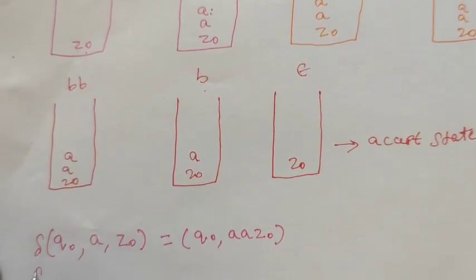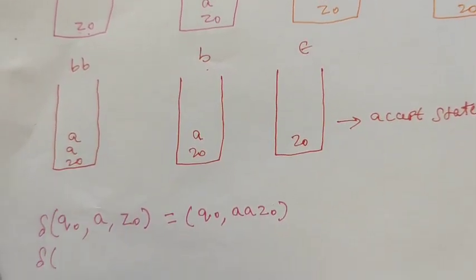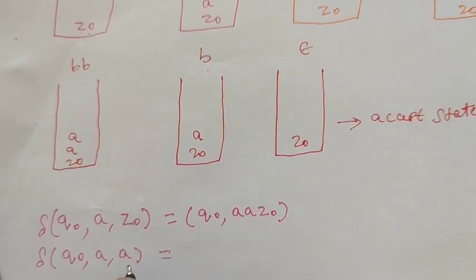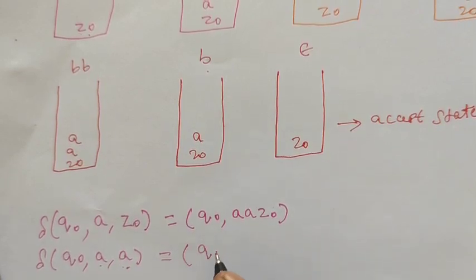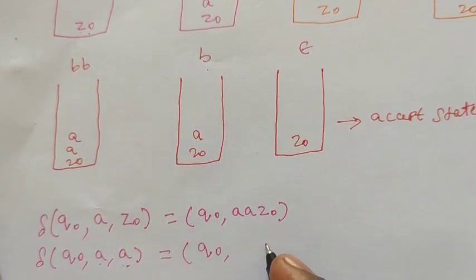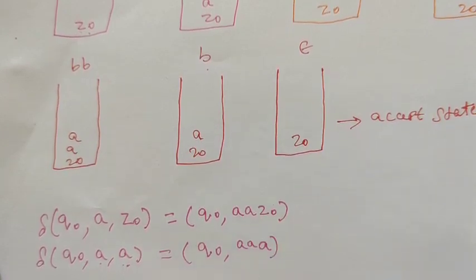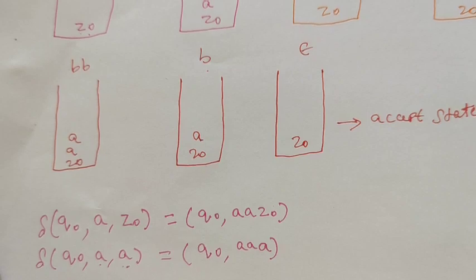delta of Q naught. We stand in the same state. Input is A, topmost symbol is A. So this A is untouched. Still, after this A, we have to push two more A's inside the stack. So don't touch this A, let the A remain as it is. Then apart from it, push two more A's inside this. So altogether, it will be four A's here. So this is the second transition function.